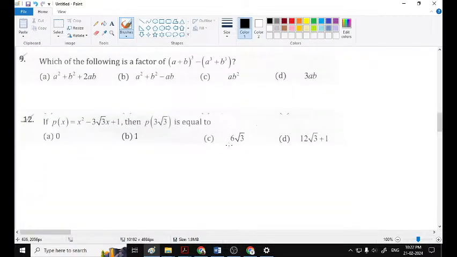Which of the following is a factor of (a plus b) cube minus (a cube plus b cube)?